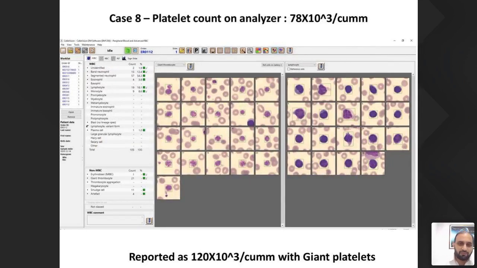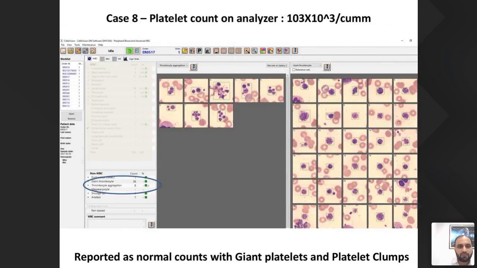Here again, the same case, the analyzer count was 78,000. We reported it as 120,000 with giant platelets. This screen compares the giant platelets with the lymphocytes. Again, we know there is no overlap in these two. The machine has correctly identified these two. Not only giant platelets, the machine also identifies thrombocyte aggregates.